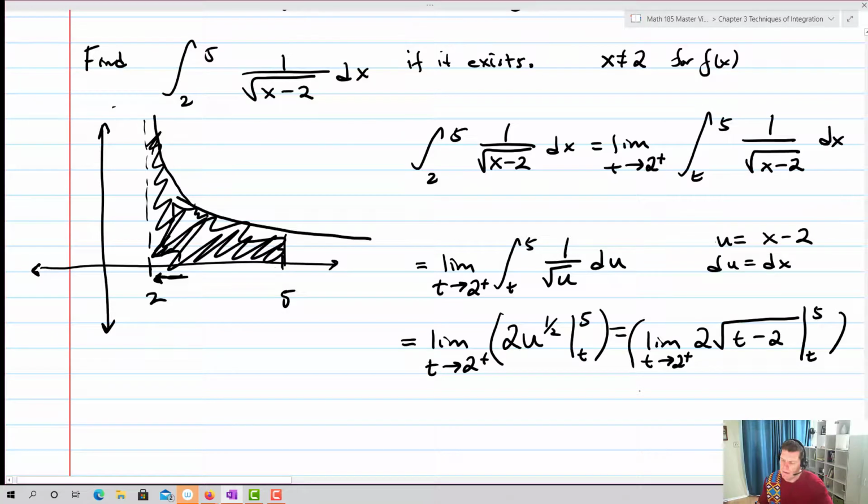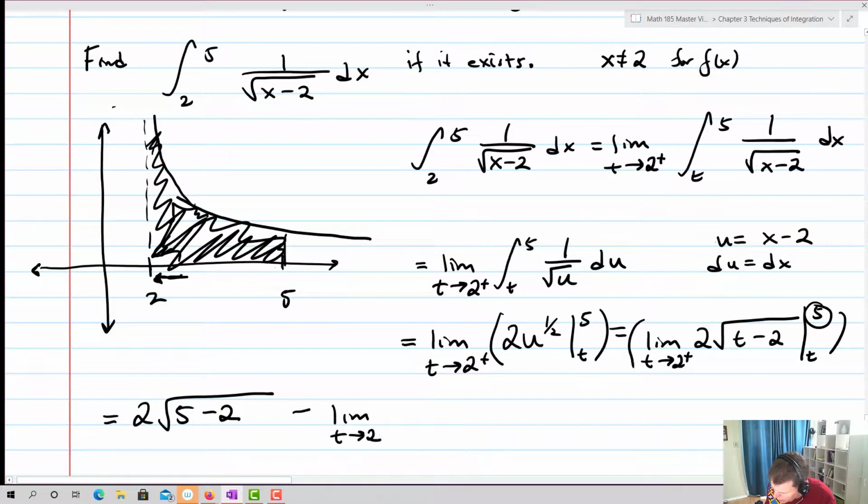Okay? Now, this is actually kind of great. What we're going to get is, first, we substitute in just 5 straight up. So I get 2 times the square root of 5 minus 2, and I can take that out of the limit because it's just a value. It's not dependent on t, right? Minus the limit as t goes to 2 from the positive side of 2 times the square root of t minus 2. Okay? And so this ends up just equaling 2 times the square root of 3, right?